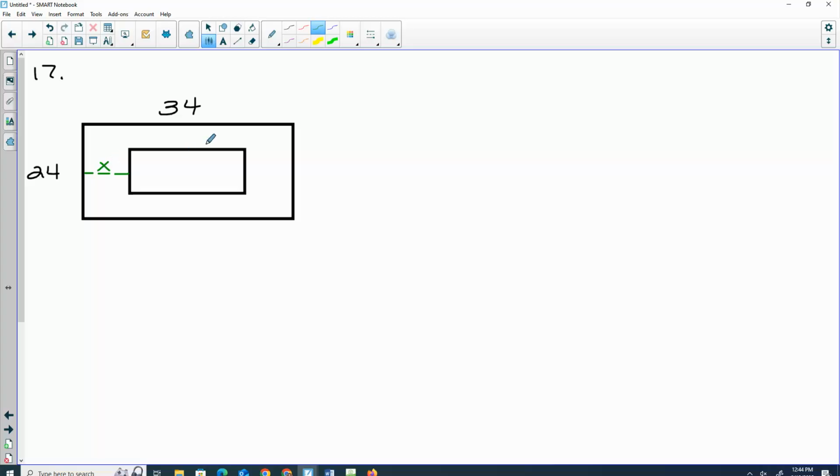How far it is between inside and outside. I didn't tell you what it was, I just told you they were all the same. So we could call those X. This is our picture on the inside, and what I'm giving you is the area of the picture.